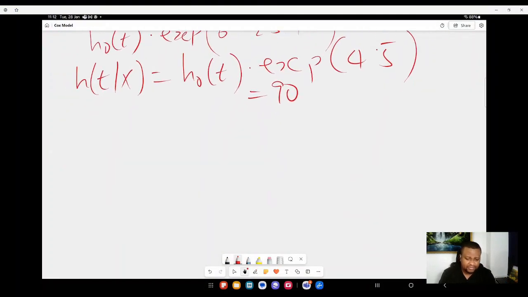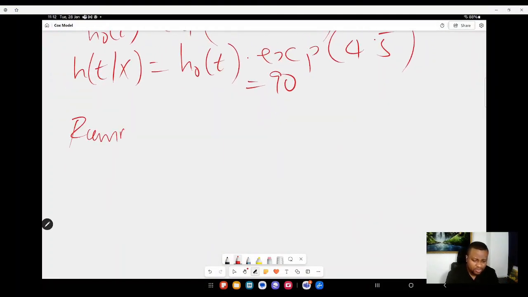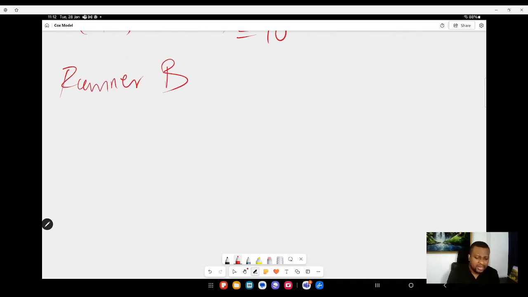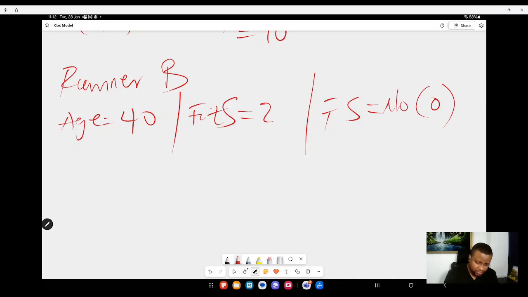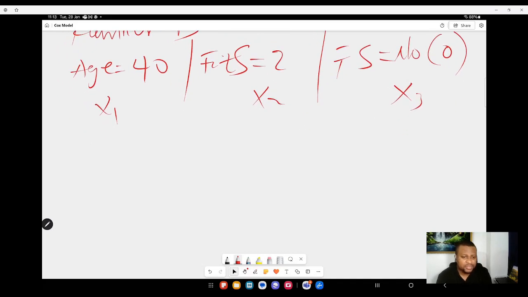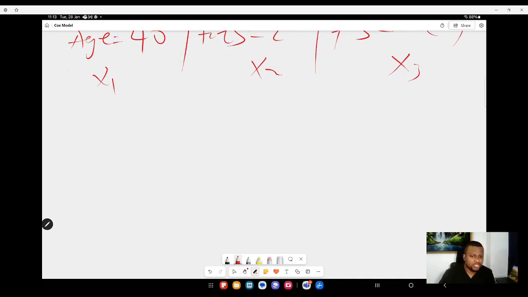So we're going to compare runner 2 in this instance. Let's look at runner 2, or runner B. Let's give the age of runner B to be 40, and the fitness score, let's give it to be 2, and let's say the fancy shoe, let's say no here. So that connotes 0, right? So this is x1, x2, x3. That's the covariates.